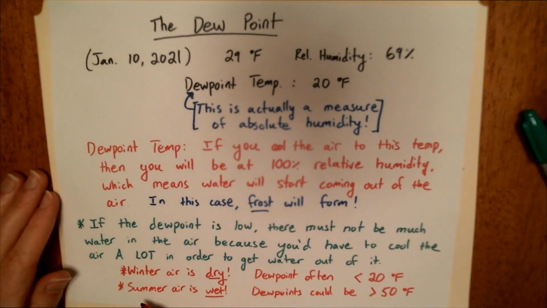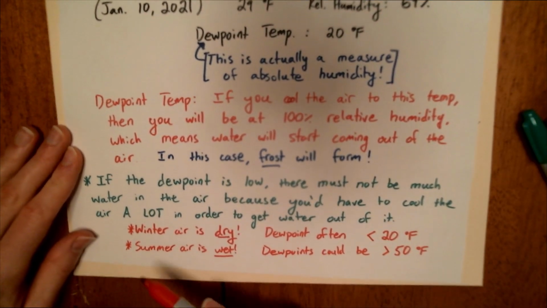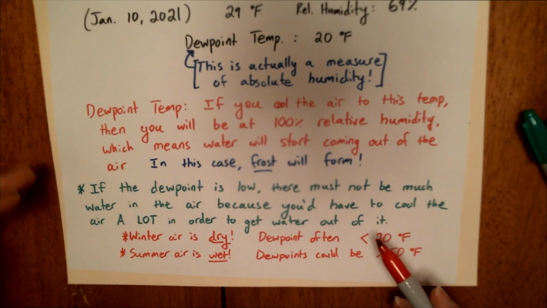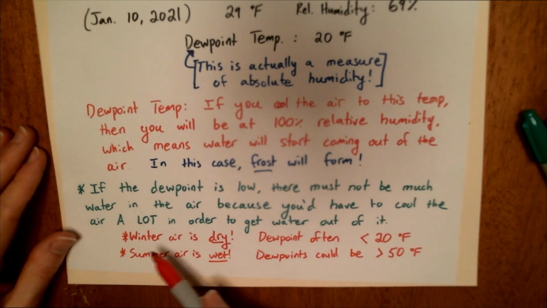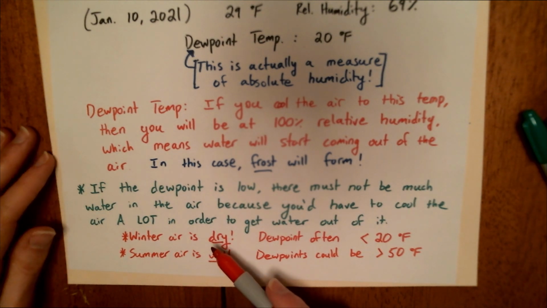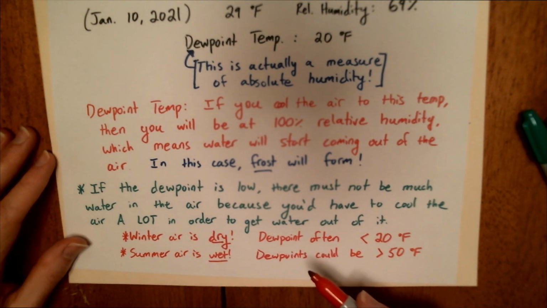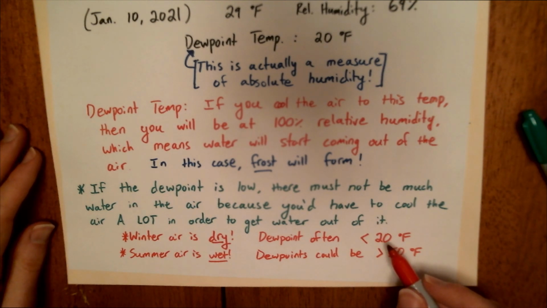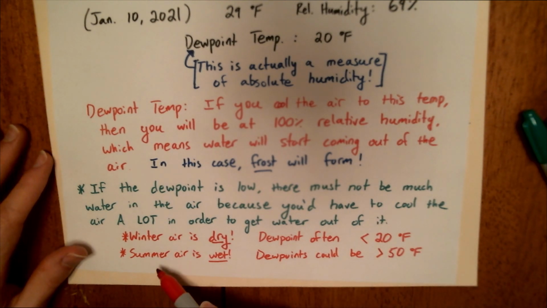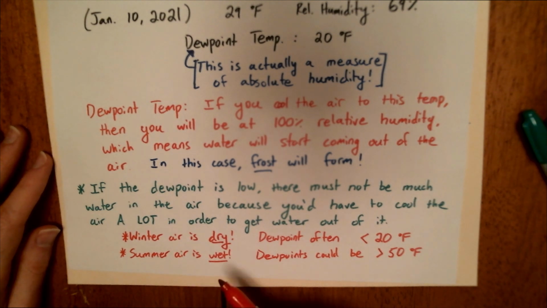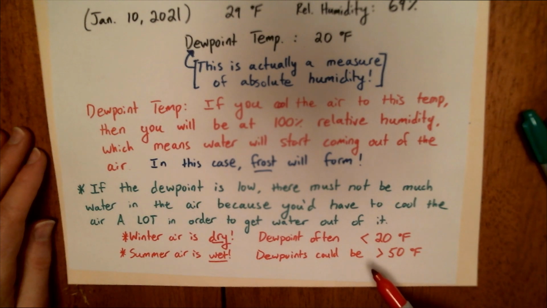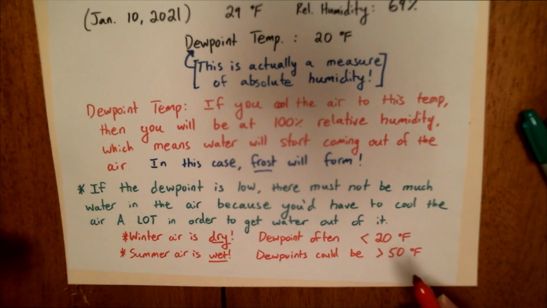Just to give you a couple of benchmarks here, and this of course depends where you live in the world, I'm talking about what's going on here in New England. Winter air is dry. Dew points are often going to be sitting around 20 degrees Fahrenheit or less, even, if the air is even drier than a day like today. Summer air, in contrast, is going to be way wetter, because those dew points could be 50 degrees or higher in some cases. And again, it depends where you are in the world.